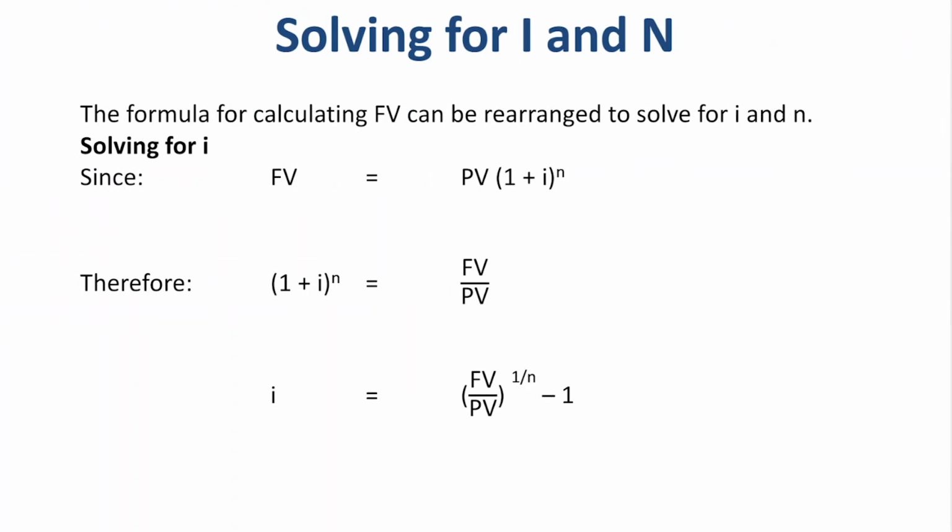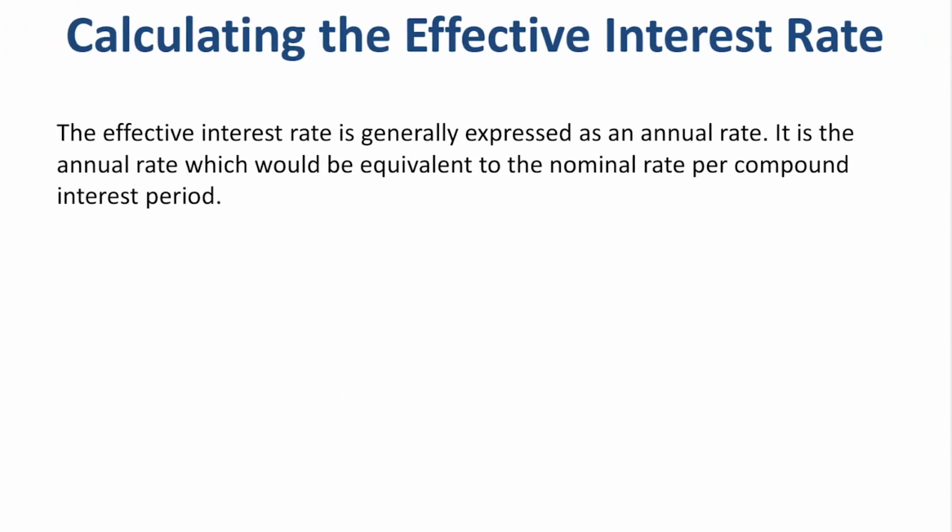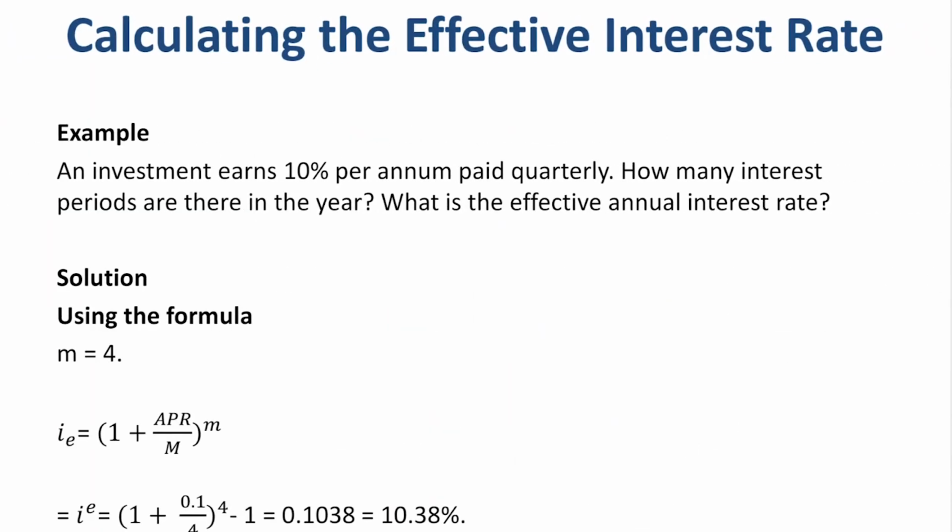Rearranging the formula, we can solve for i and solve for n. Now, effective interest rate. Effective interest rate is generally expressed as an annual rate. Basically, if you have different interest rates given to you, what does that mean annually? It is an annual rate which could be equivalent to the nominal rate of the compounded interest period.